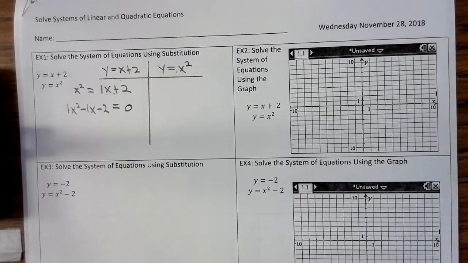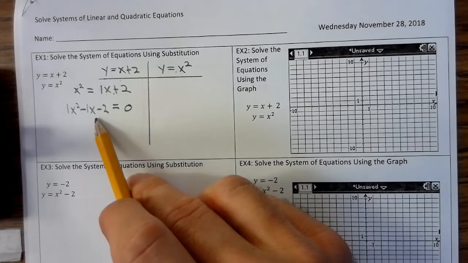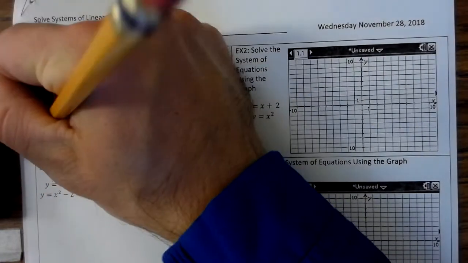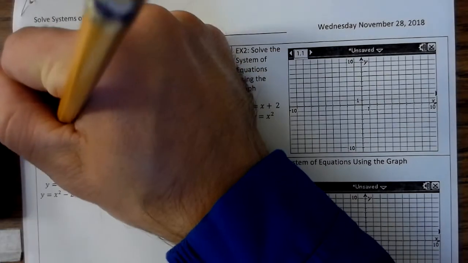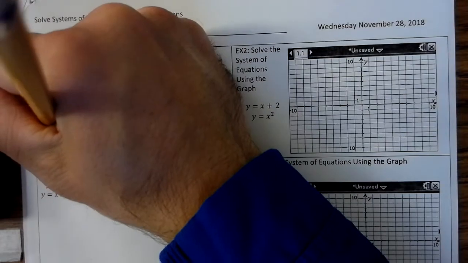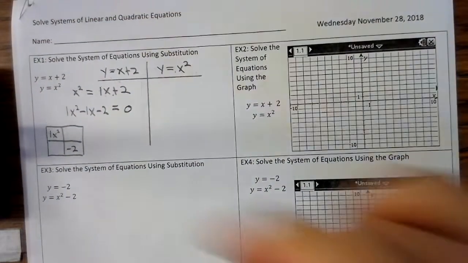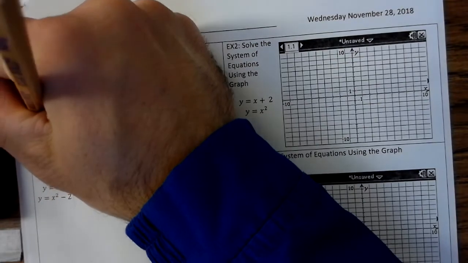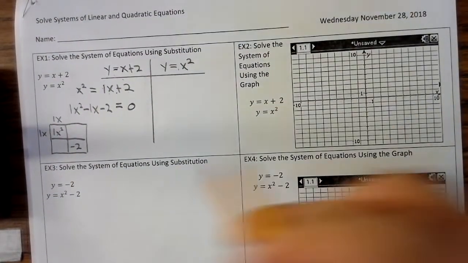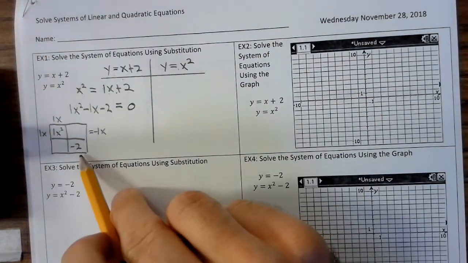Now, it looks like to solve this, the best way would be to find the factors and set them equal to 0. So we need to use the reverse box method. First term, last term. Now we know this is 1x and 1x. And in order, we need a middle term of negative 1x. So we need to find all the factors of negative 2.